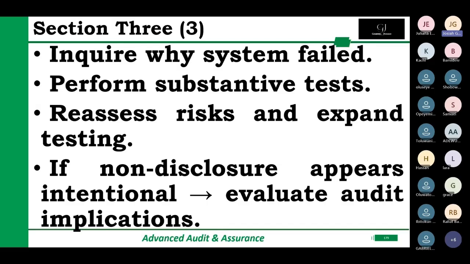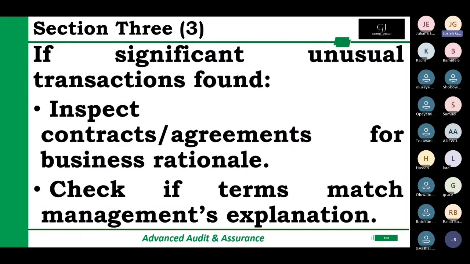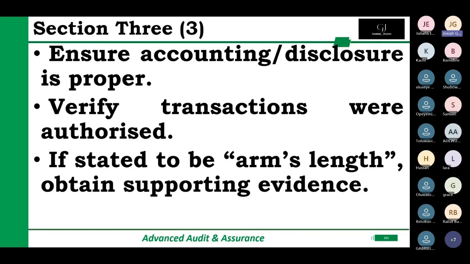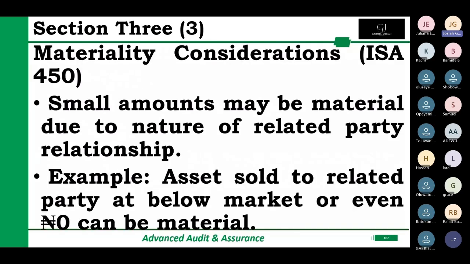And if non-disclosure appears like collusion or intentional, then he needs to evaluate the audit implication. And also, if significant unusual transactions are found, he should inspect contracts, if there are any for those transactions, and inspect agreements for business rationale around the approvals and the circumstances of those transactions. You should also check if terms match management explanations, ensure accounting disclosure in the financial statements is proper, and also verify transactions were authorized and approved. And if stated to be at arm's length, you should obtain sufficient appropriate evidence on these assertions.